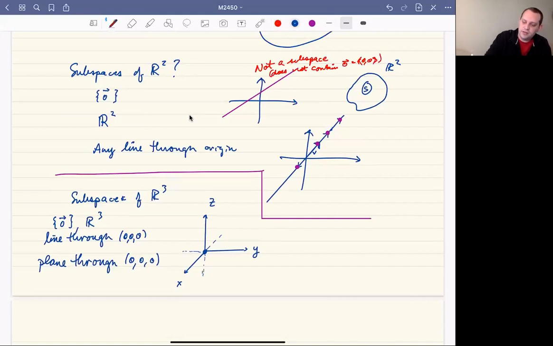So that turns out to be a key feature there. If we have a line or a plane being a subspace, it's got to contain the origin. That turns out to be important.